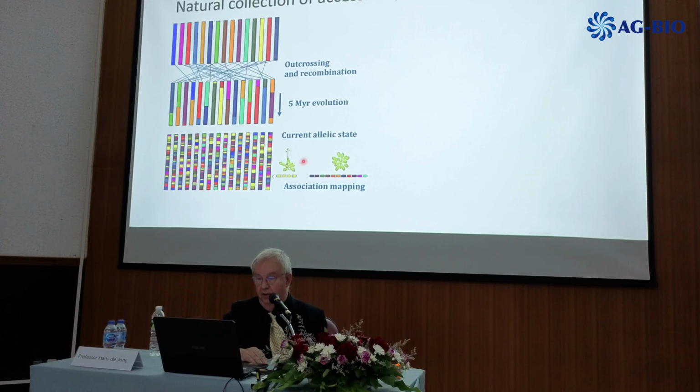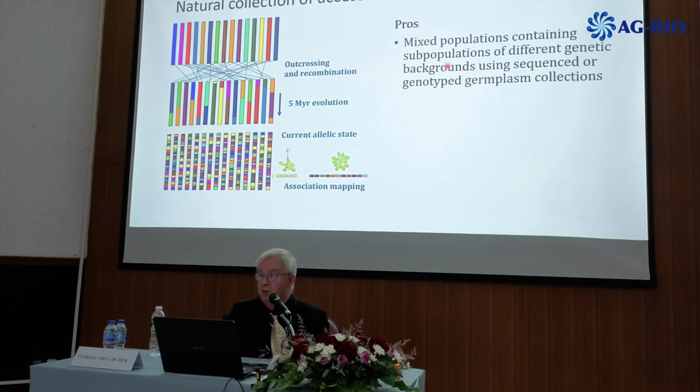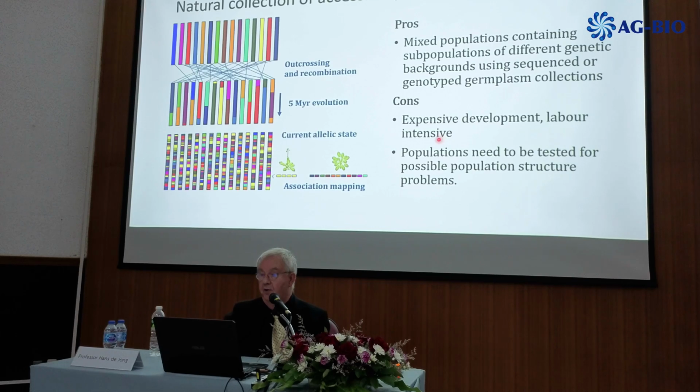And finally, you end up with the current allelic state panels, which have chromosomes that have components of a large number of accessions and cultivars. So you essentially repeat the evolution, but you do it in a couple of generations. These mixed populations contain subpopulations of different genetic backgrounds, using sequenced and genotyped germplasm collections. Very, very great and informative. But they are expensive to develop and they are labor intensive.